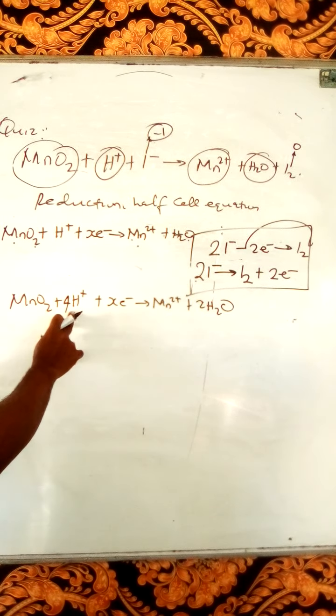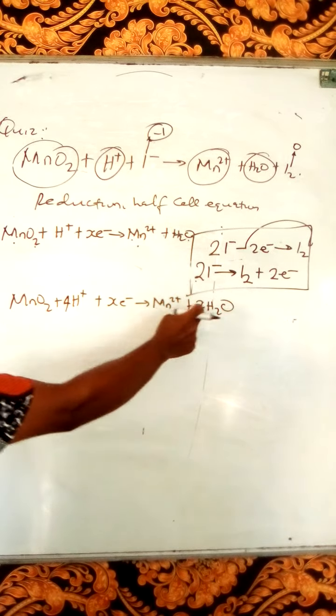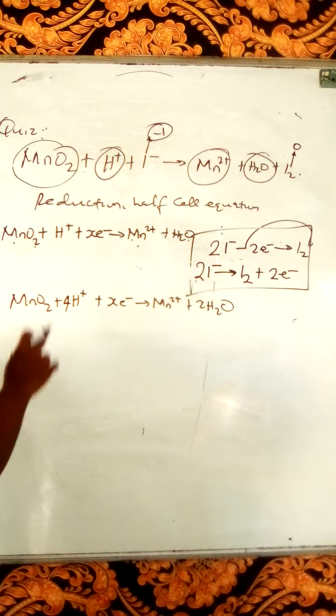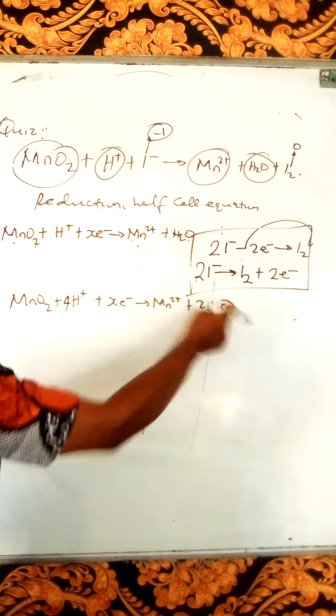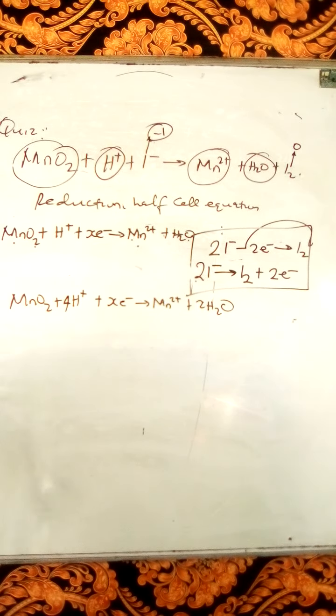Hydrogen is 4 atoms here. We have 2 times 2, 4. Then oxygen is also 2 atoms here, 2 times 1, 2. We now move to the electrons.